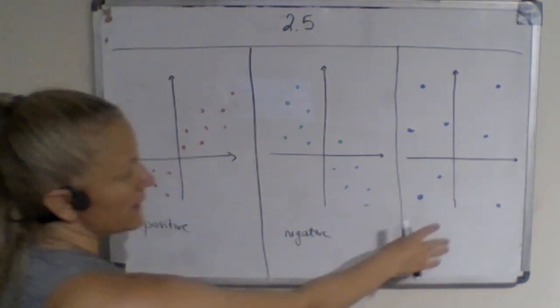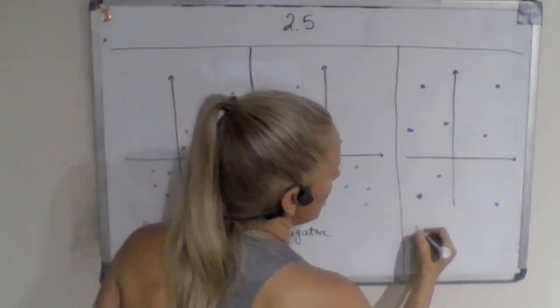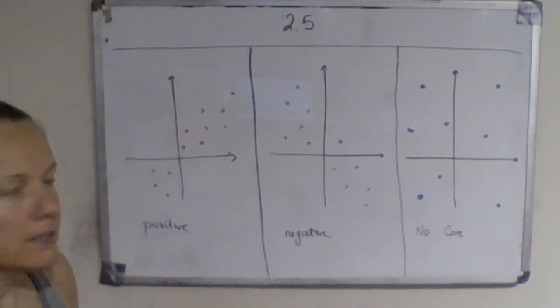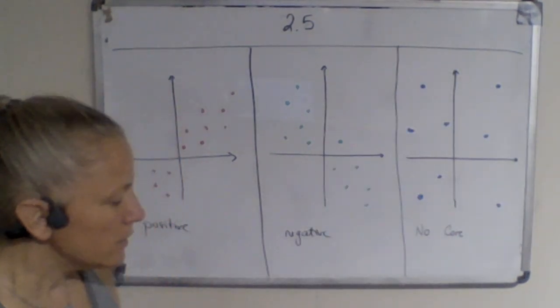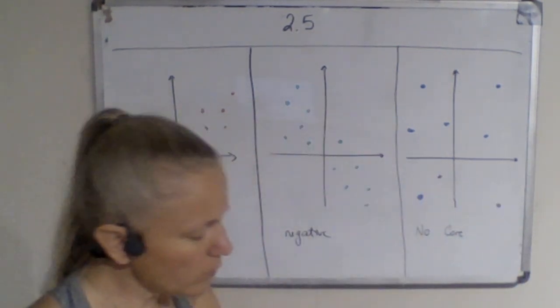But we also have example 3 here with the blue dots, that they're all over the place. And we call this no correlation. I'm not going to write the whole word. So if they're all over the place and you can't tell if they're going up or going down, those are called no correlation.